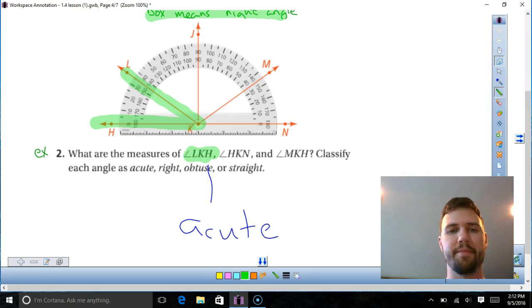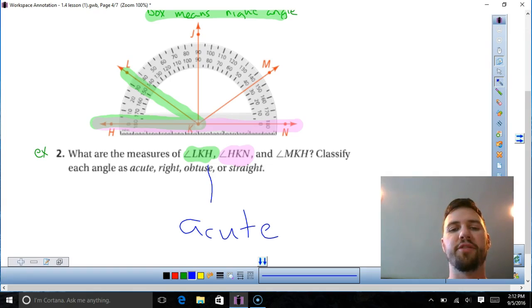Alright. So let's take a look at HKN. We'll highlight HKN in pink. So you can see that made a straight line, right? So if it makes a straight line, it is a straight angle.